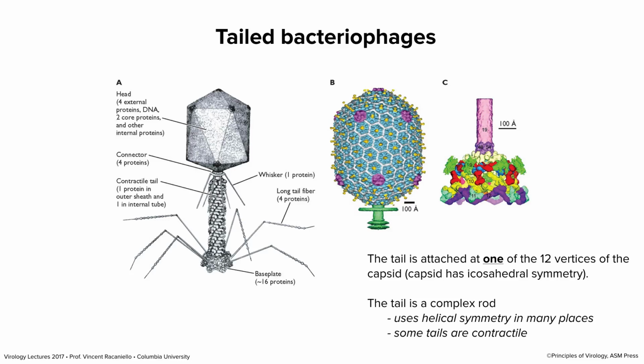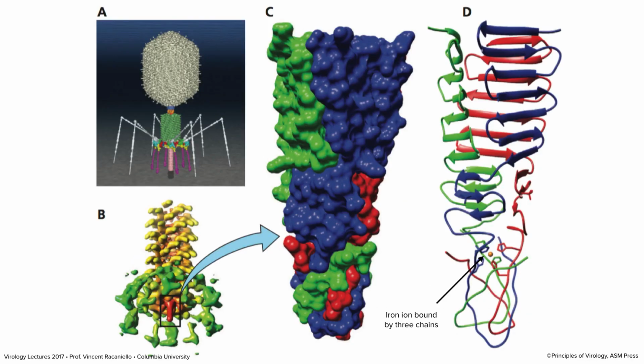The base plate is shown on the upper right here, and when these phages attach to a cell, the DNA comes out of the head, goes through the tail, and out the base plate into the host cell. So this tail is basically made up of helical symmetry for the tail and a number of other places, and icosahedral symmetry for the head. I want to show you the structure of part of the base plate, which is really interesting. This was just solved a couple of years ago.